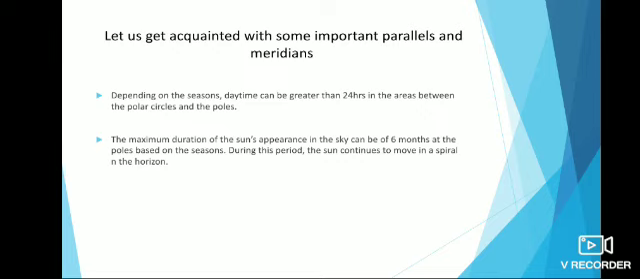Let us get acquainted with some more important parallels and meridians. Depending on the seasons, daytime can be greater than 24 hours in the areas between the polar circles and the poles. You know what the poles are? The top portion, north and south. The maximum duration of the sun's appearance in the sky can be 6 months at the poles based on the seasons. During this period, the sun continues to move in a spiral in the horizon.